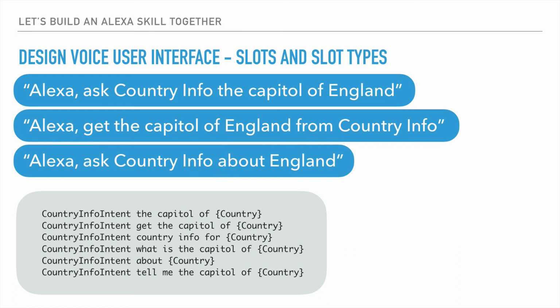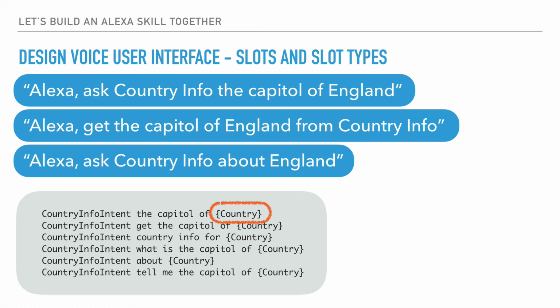The second thing we need to think about are slots when we are designing our voice user interface. A slot is a variable or a parameter. So in this case, when we say the capital of country, country is a slot. The slot type is what is the type of variable that we're going to be passing in. So I'm not talking like string, float, like normally in programming. What a slot type would be is, is this a country?